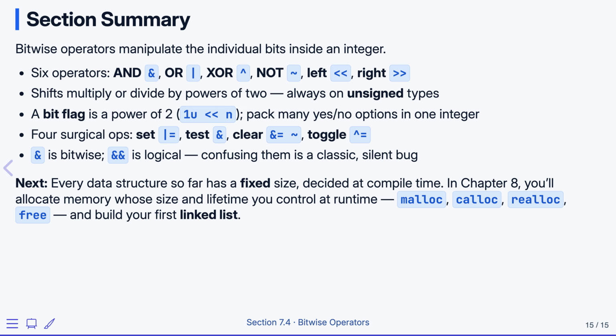Next, in Chapter 8, you will allocate memory whose size and lifetime you control at runtime with malloc, calloc, realloc, and free, and build your first linked list.